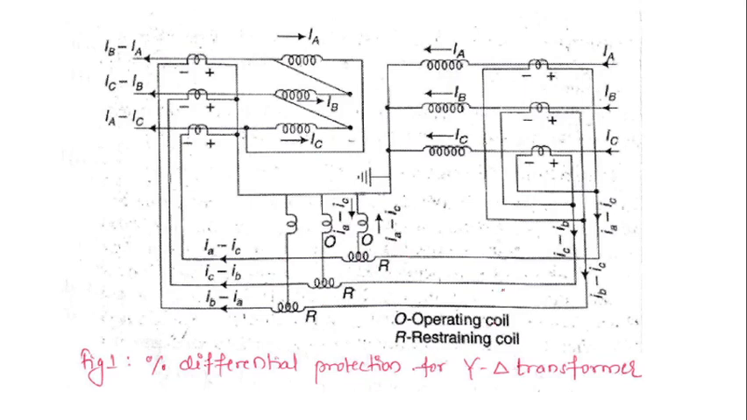So this is the connection, and between the phases the current flow direction is also shown: IA minus IC, IC minus IB, IB minus IA. Similarly for this side also: IC minus IB, IB minus IA, IA minus IC. So like this, the differential current between the phases, for a particular instant, has been shown. First we need to understand the polarity as well as the current direction.